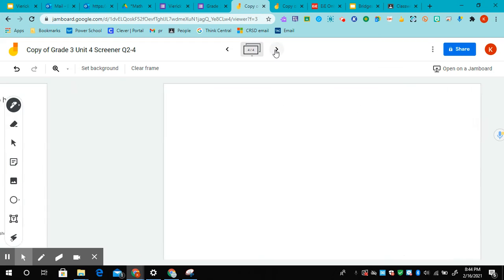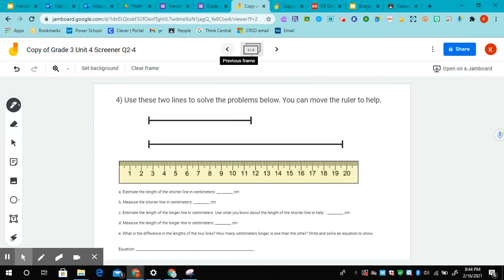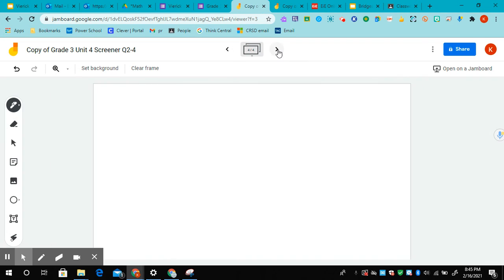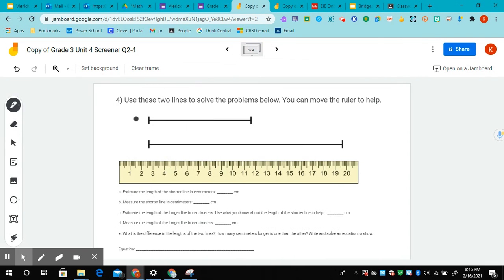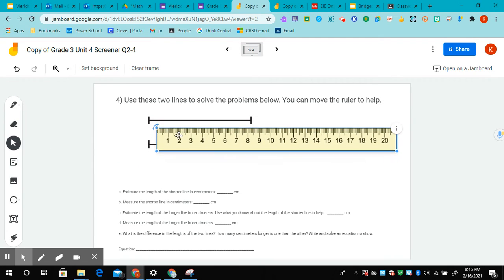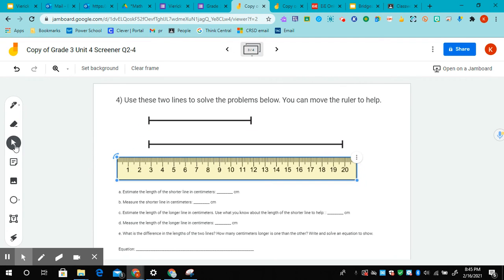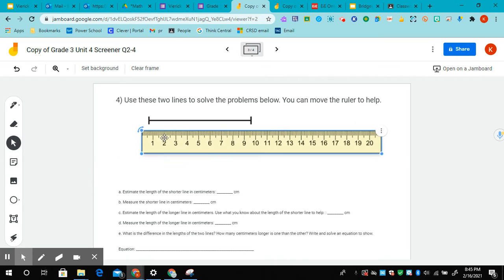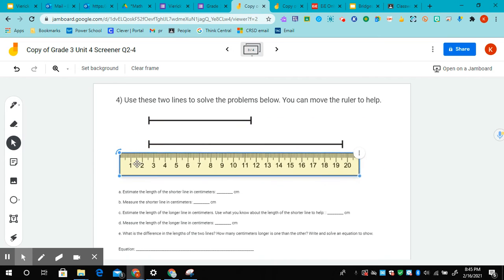And then the last part is, I'm sorry, maybe that's not the last part. I thought it was. Yeah, it is. You will use these 2 lines to solve the problems below. And then you can move this ruler here to help you. So you can actually click and drag. Make sure you click back on the arrow here to click and drag the ruler to help you with this problem.